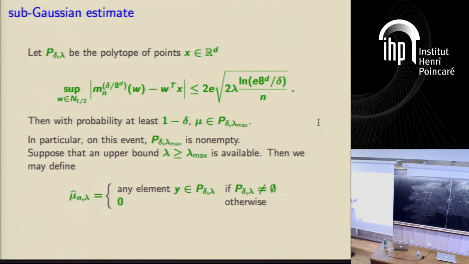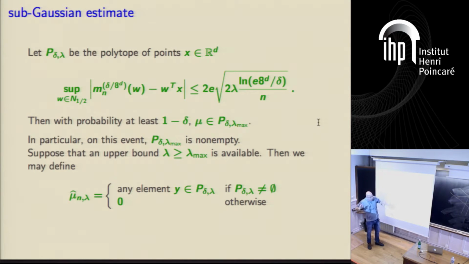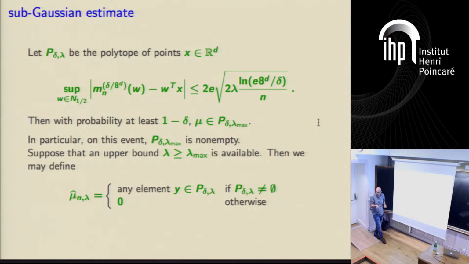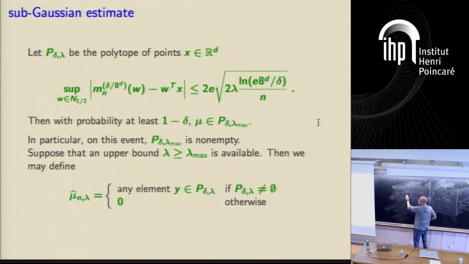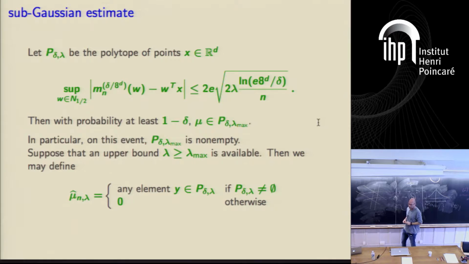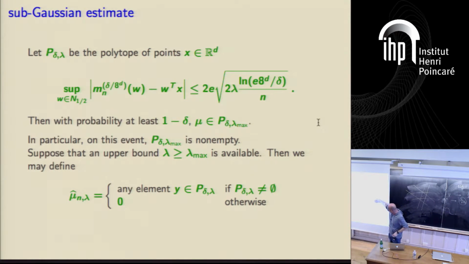Now, with probability 1 minus delta, mu is in here. In particular, with probability at least 1 minus delta, this polytope is non-empty, because the mean is there. So our estimator is that we just pick any of the elements. We know that with high probability the mean is here, so just pick any element you like. That's going to be our estimator. Okay? And then it's really easy to see that, okay, so this is our estimator.